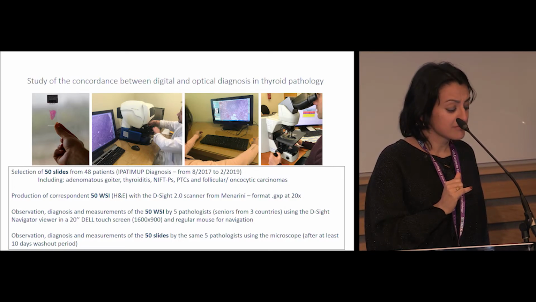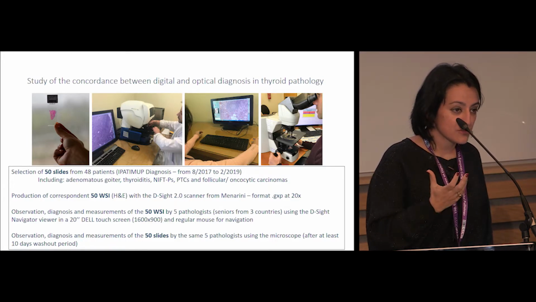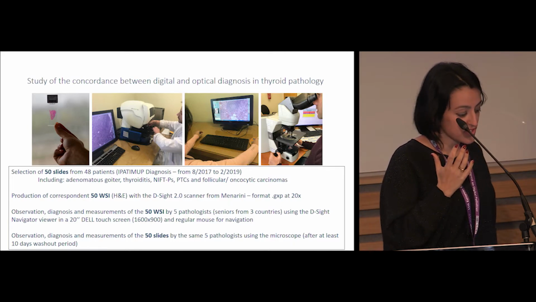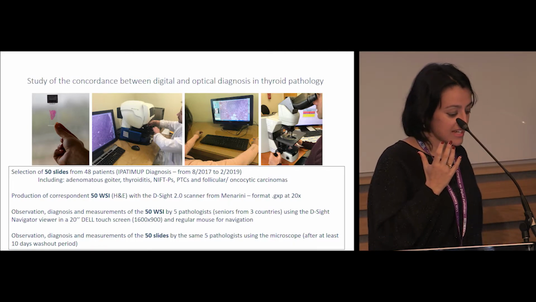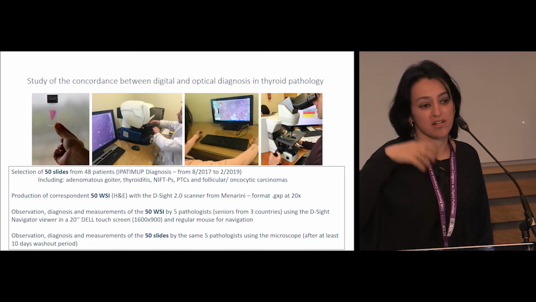These slides were transformed into whole slide images, and then I asked 5 pathologists to make observation, diagnosis, and measurements. I didn't tell them what the categories were, so they could say whatever they wanted.